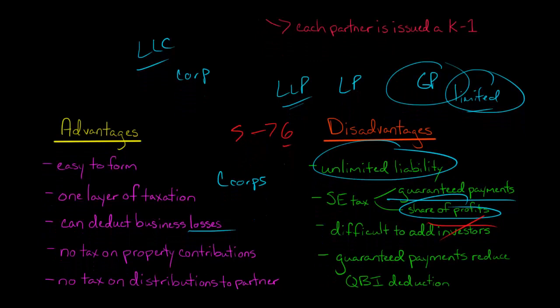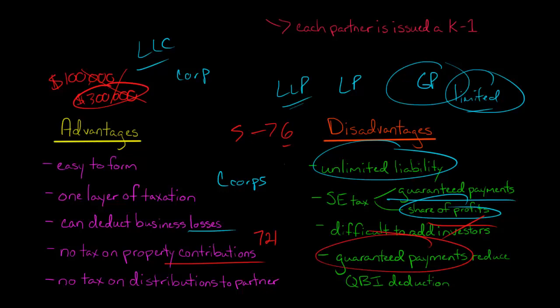Now, there's basically no tax on property contributions. This is called Section 721. If you contribute property, let's say you contribute land that has a basis of $100,000, but the fair market value is now $300,000, and you give that to the partnership, you'd think, well, I could have a $200,000 gain. No, per Section 721, when you contribute property in exchange for a partnership interest, it's tax deferred. I'll make another video going through that in more detail. A downside of partnership is that guaranteed payments reduce the amount of the QBI deduction, the qualified business income deduction, and I'll make another video on that.